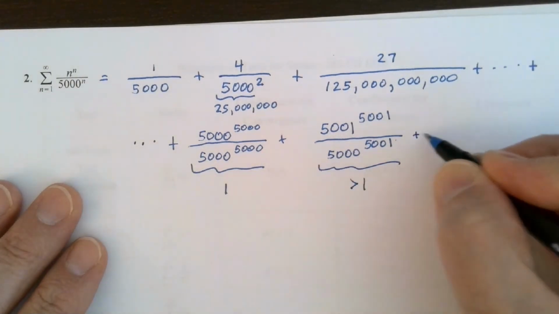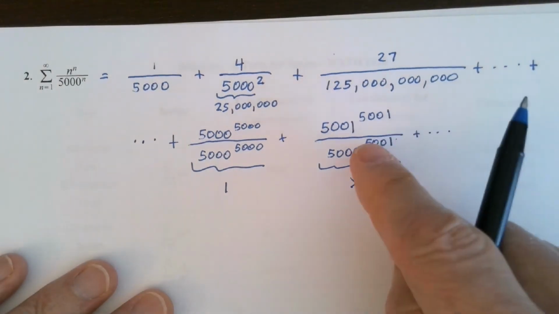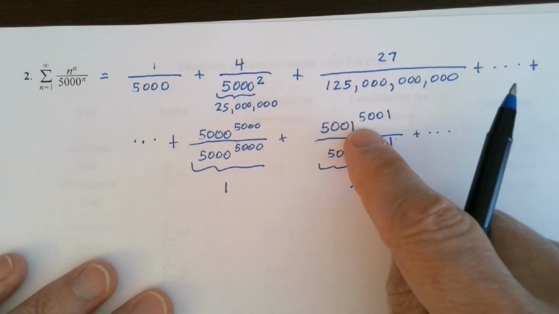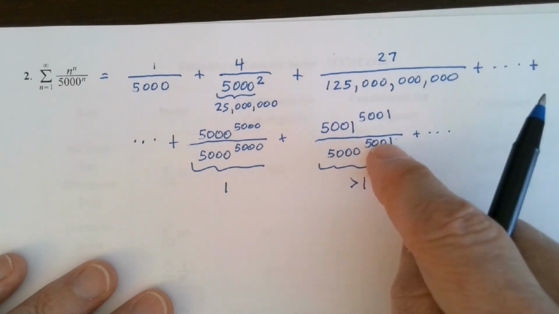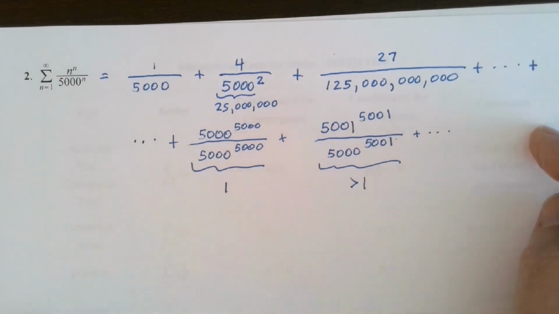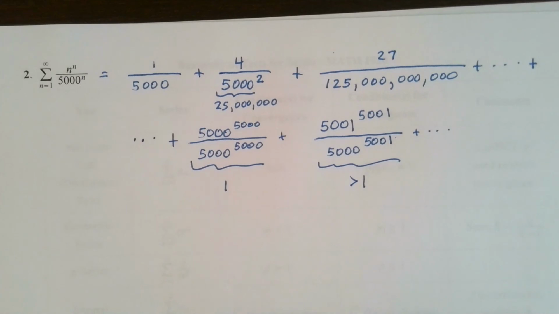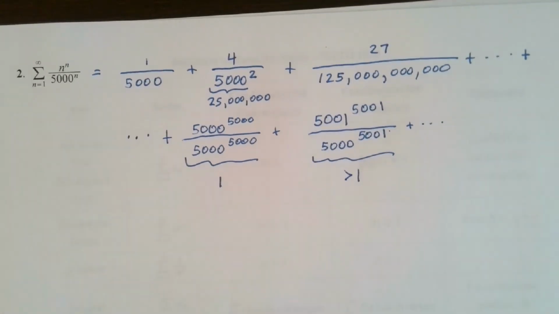And if you keep thinking about the process, now the top is going to start getting a lot bigger, because what's next? 5,002 to the 5,002 power versus 5,000 to the 5,002 power, right? That's even bigger, and eventually these get bigger and bigger. So the series actually does diverge. I do all that knowing that we could have just used the root test very simply, and let's do that.